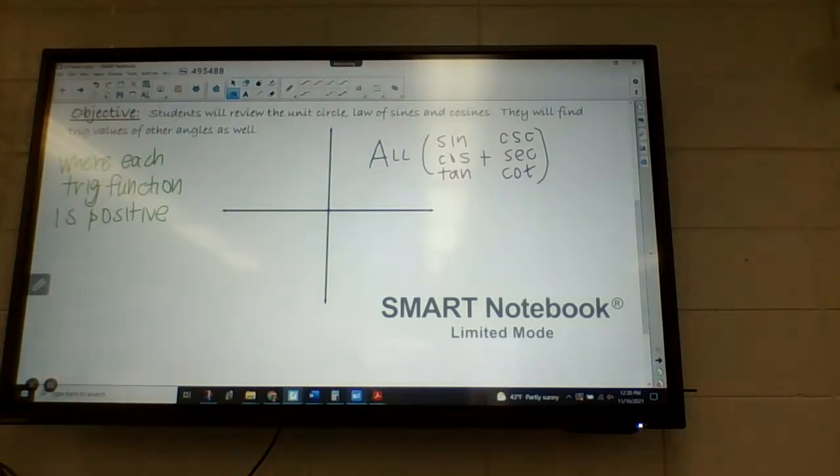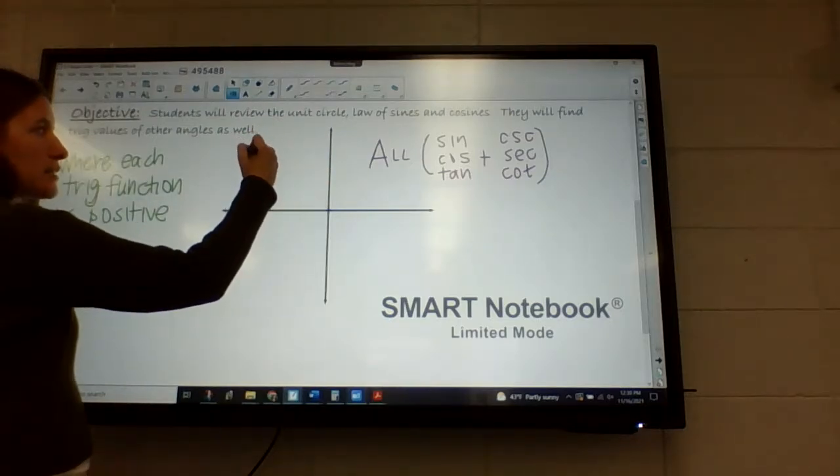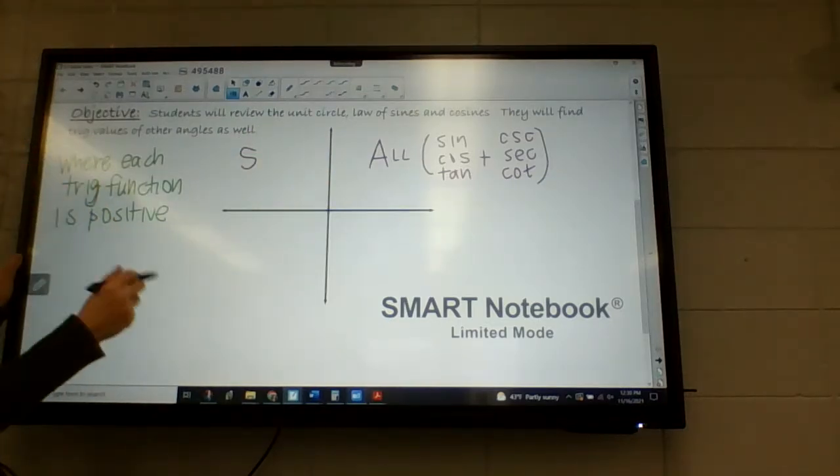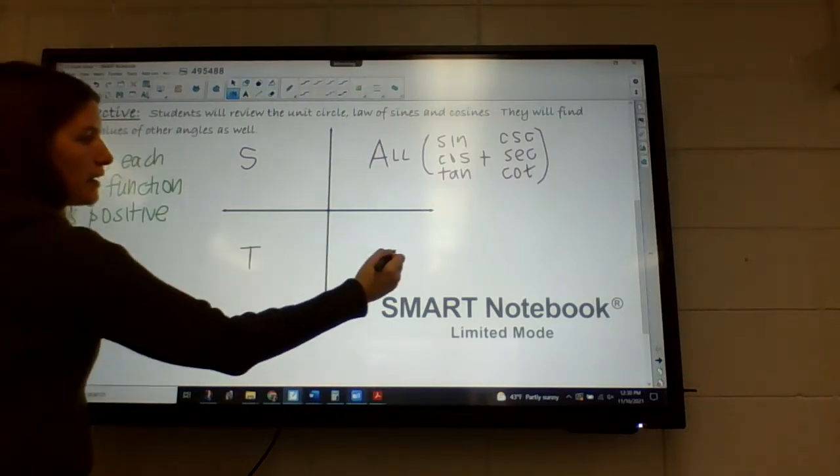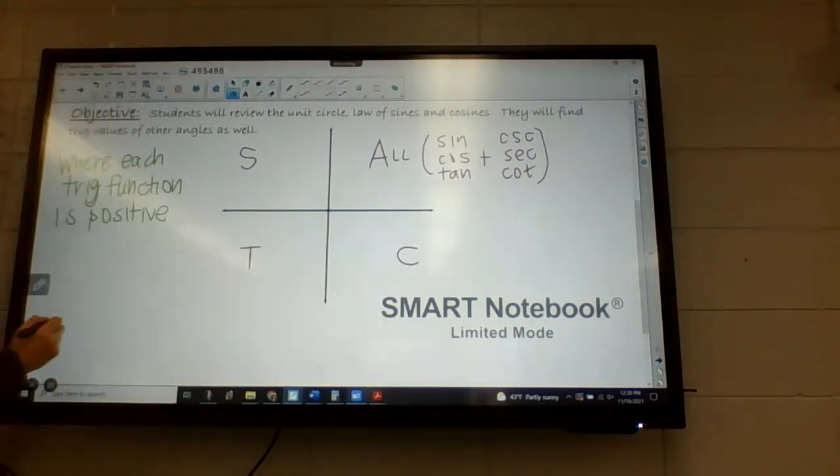The way I know that is this acronym that we use. It's not a very catchy thing, but once you hear it, maybe you'll remember it. So it's All Students Take Calculus, so A for all, S, and we'll talk about what that stands for, T, take, C, calculus.